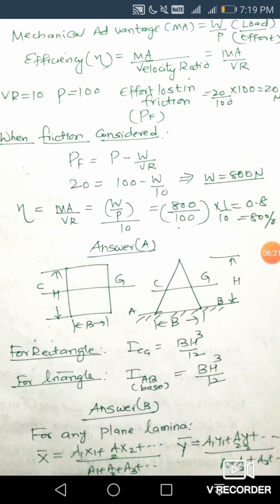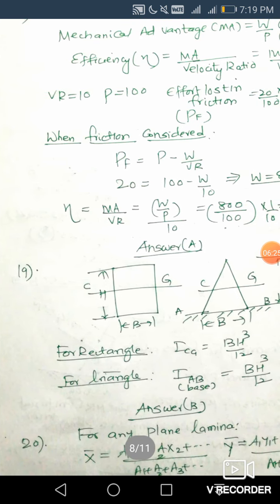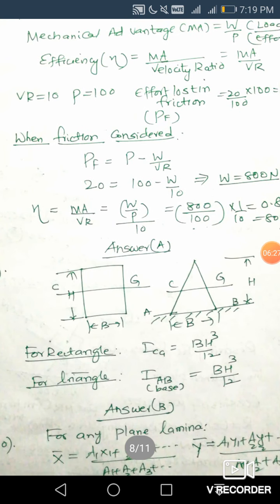So now in the next question, the 20th question, a lamina is given, which is an L section. You know that for any plane lamina, x bar is equal to (A1 x1 plus A2 x2) by (A1 plus A2), and similarly y bar is equal to (A1 y1 plus A2 y2), and A3 y3 also, if a third area is there. So you have to actually divide the plane area into a number of areas, for example A1, A2, A3, etc.